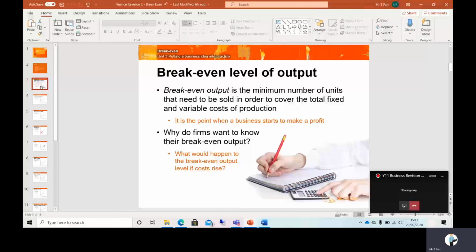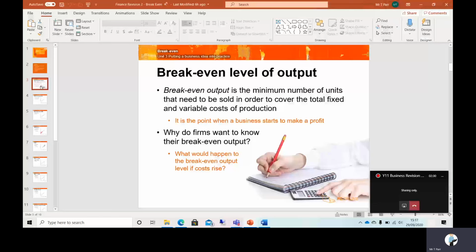Okay, so break-even, what this is basically the point at which you as a business are no longer making a loss. Okay, so it's the minimum number of units or sales or output which needs to be produced or sold in order to cover your total costs. So basically your costs are the same as your income, as your sales.